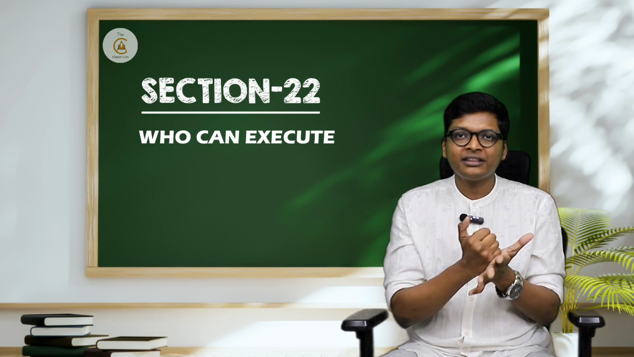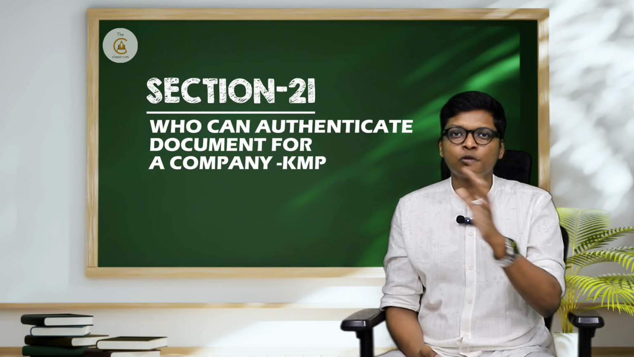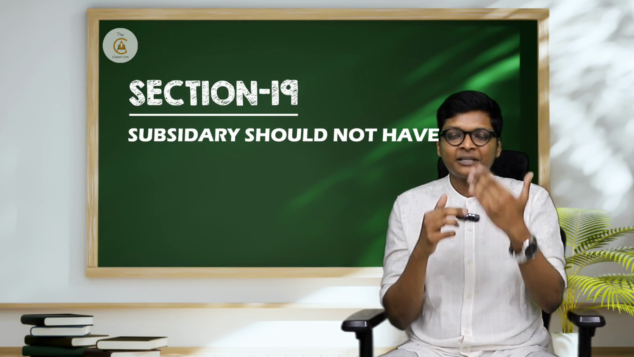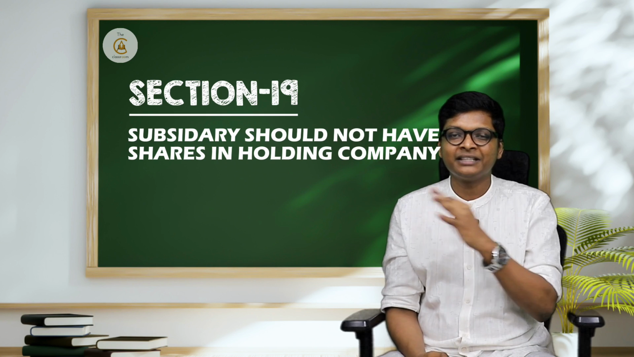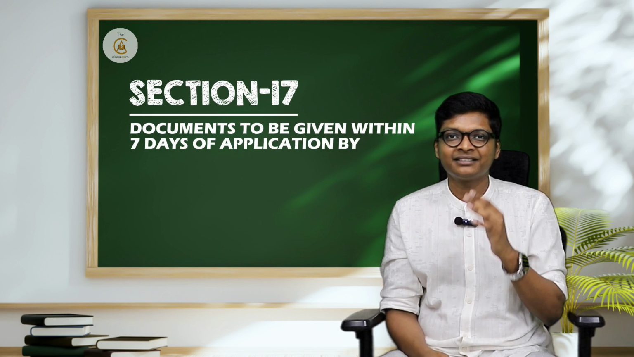22 is authentication of negotiable instruments. 21 who can authenticate documents. 20 is serving of notice. Section 19. What is 19? Subsidiary company not to have shares in holding company, 3 exceptions. 18 conversion of company. 17 documents to be given within 7 days.